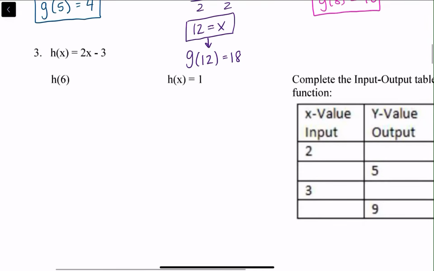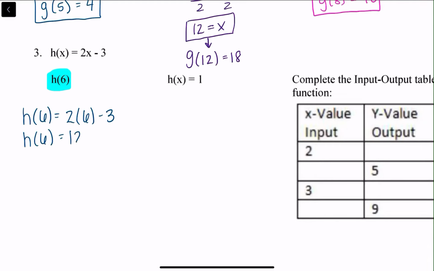Now moving on to number 3, I have h of x. For the first part of this problem, we have h of 6. So I replace my x with 6. I'll do that for all of the remaining x's in my problem. So h of 6 equals 2 times 6 minus 3. 2 times 6 is 12. And 12 minus 3 is 9.